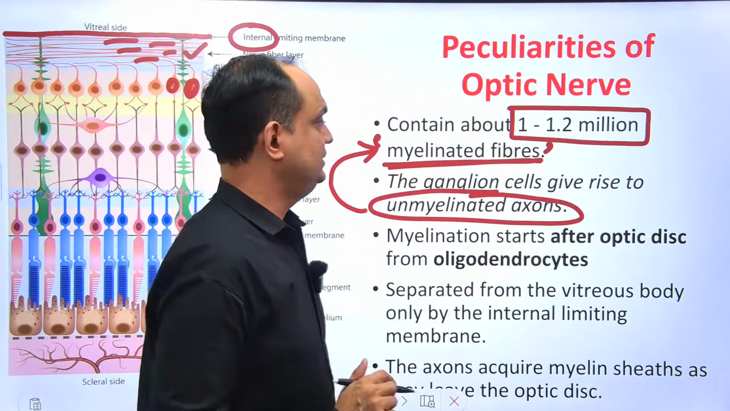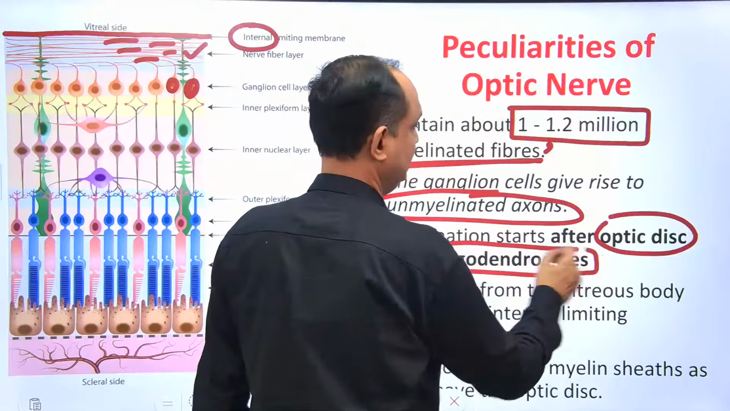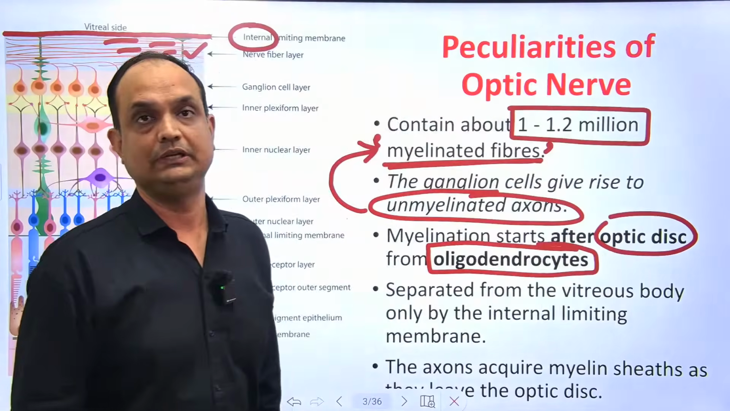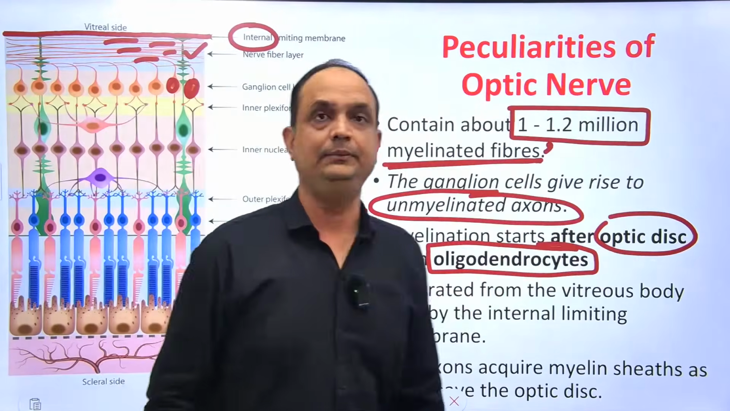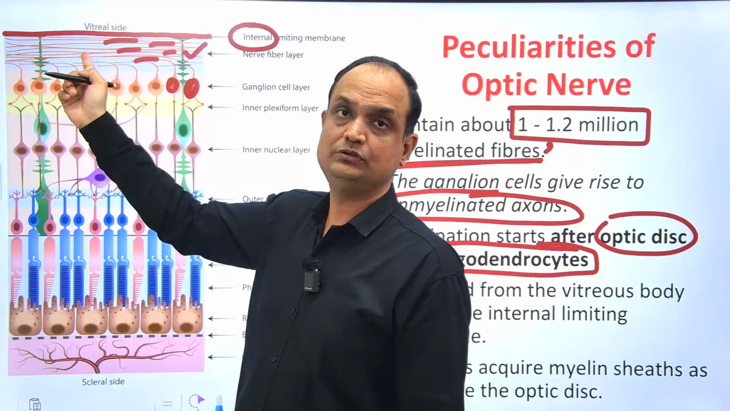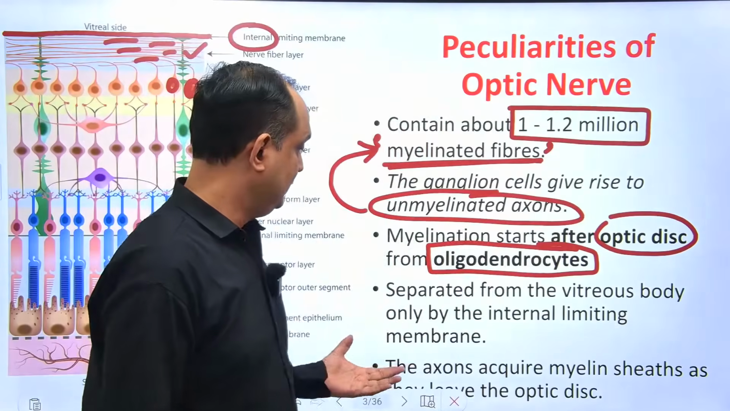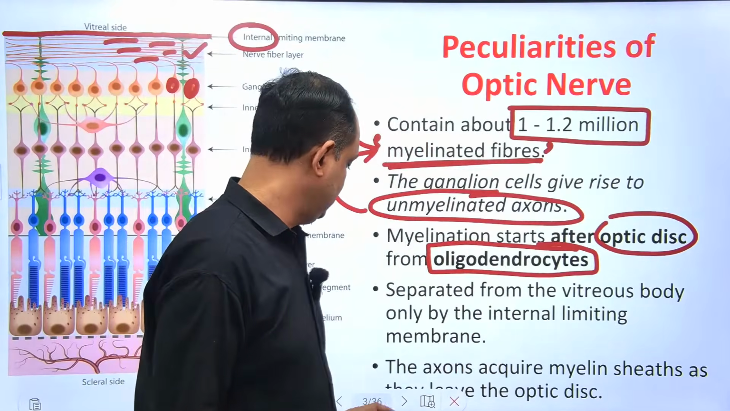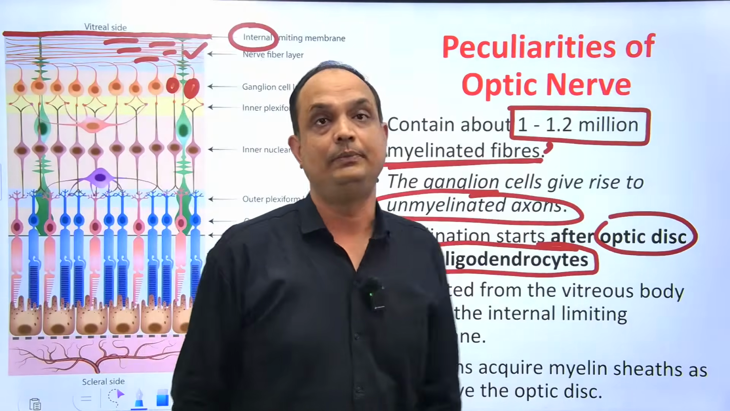Now this myelination starts after the optic disc. Which cells are responsible for the myelination? The answer is oligodendrocytes. Now, it is separated from the vitreous body by the internal limiting membrane. I told you the internal limiting membrane separates the axons of your ganglionic cells from the vitreous body. Now the axons acquire the myelin sheath. At what point do they acquire the myelin sheath? As they leave the optic disc.